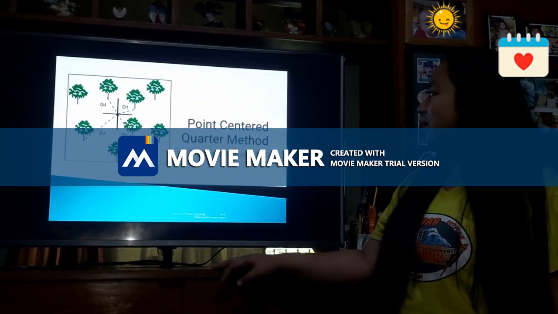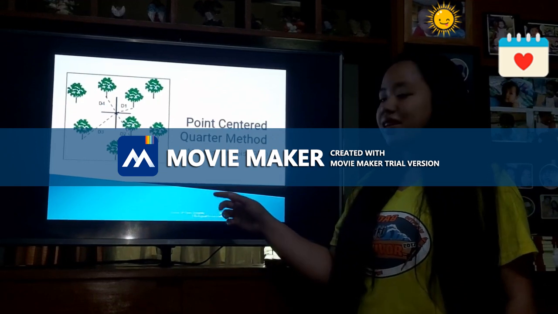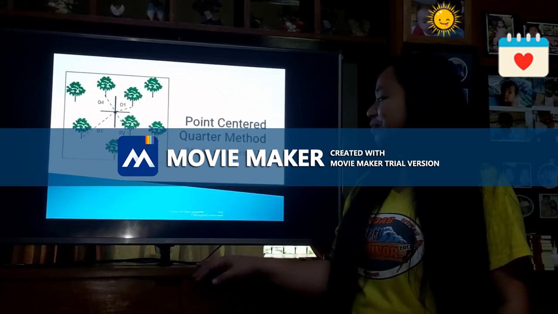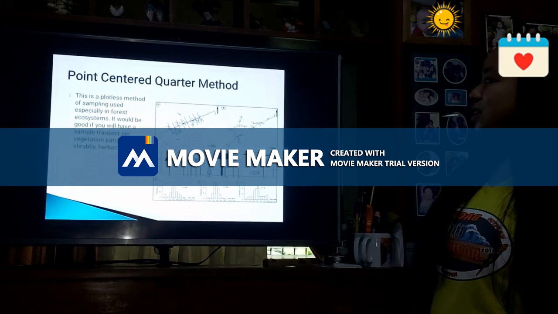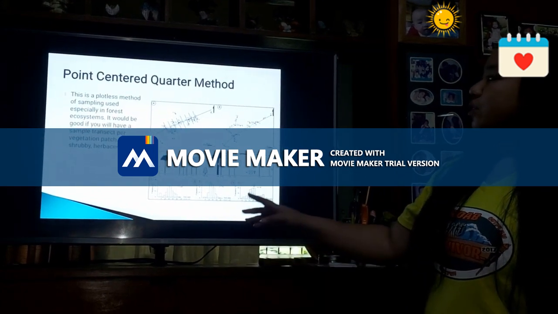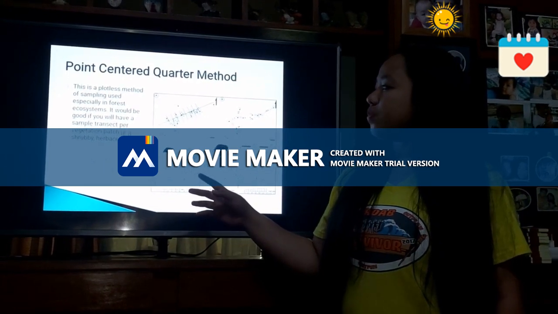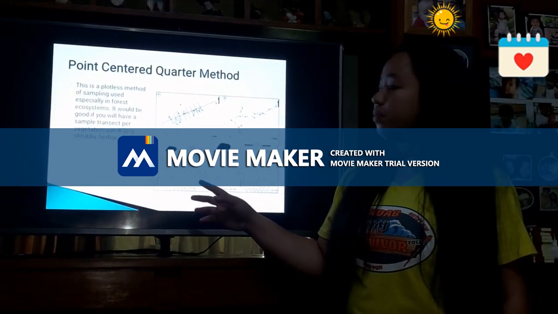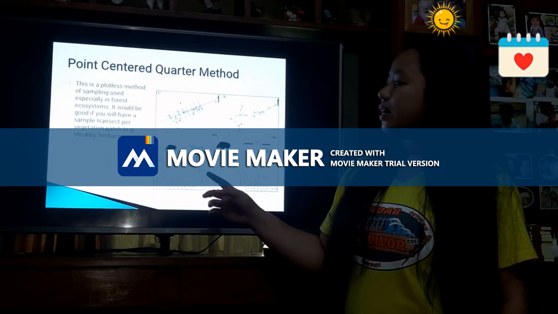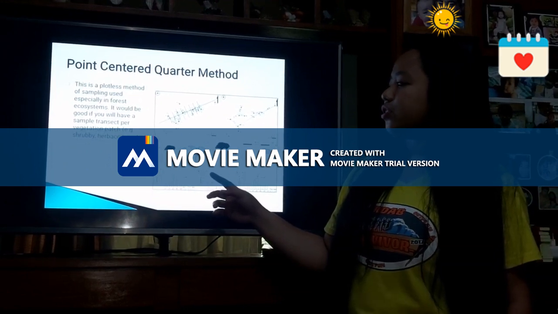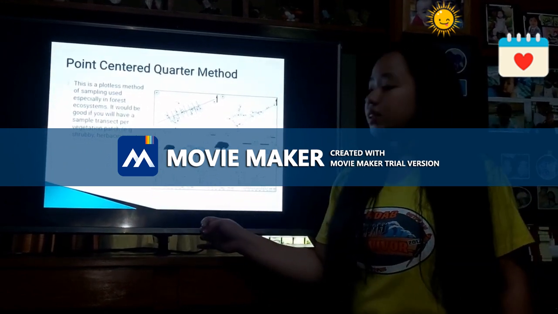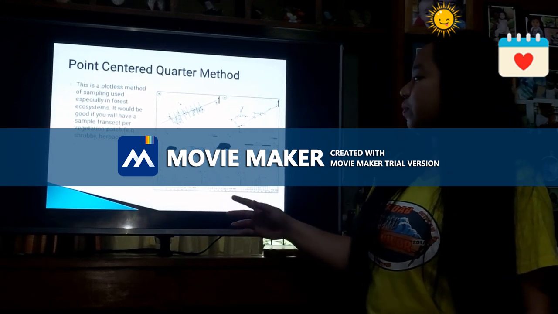So, we will discuss the point-centered quarter method. The point-centered quarter method is a plotless method of sampling used especially in forest ecosystems. It would be good if you have a sample transect per vegetation patch. Examples of that are shrubby and herbaceous plants.